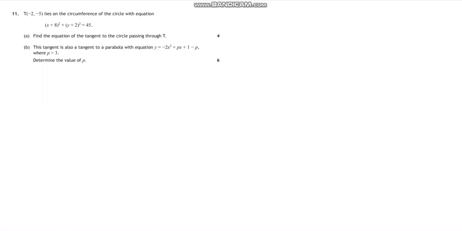Okay, question 11. That's a nice question. You've got a little bit of a mix here of circle, and if you look at the second part, in fact, there's three topics really. You've got circle, but tangent, so you're thinking straight line, and also with the question here, determine the value of p when it's a tangent. You should be thinking quadratic. You should be thinking b squared minus 4ac for that.